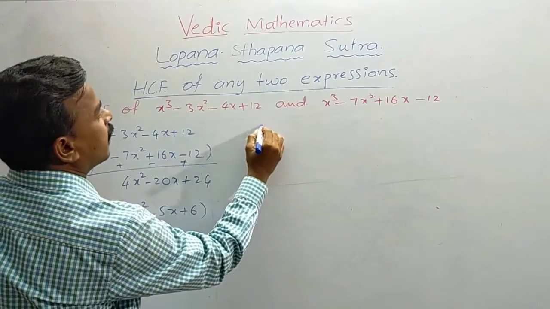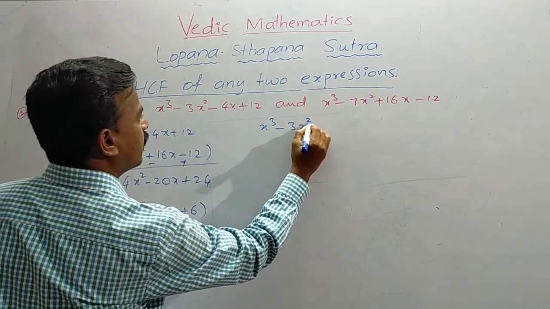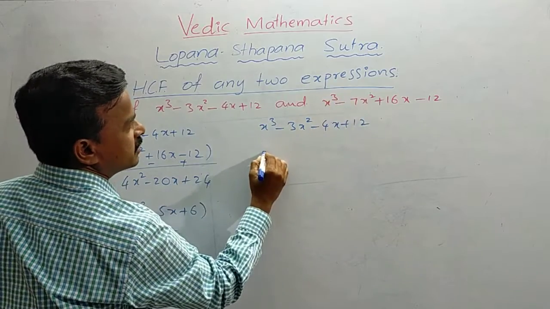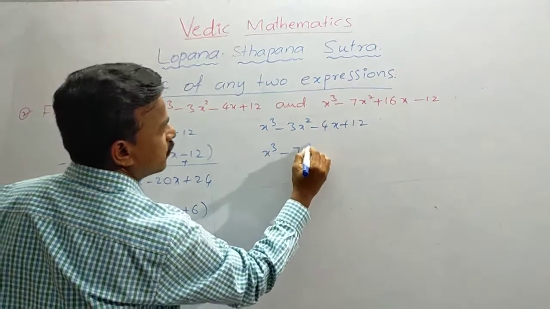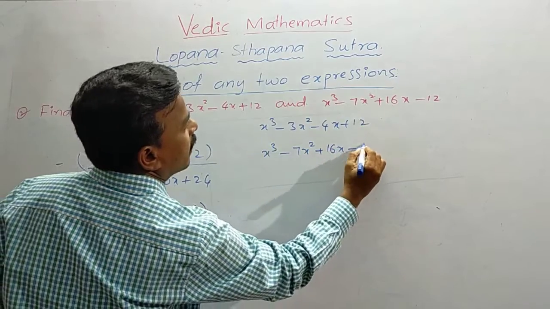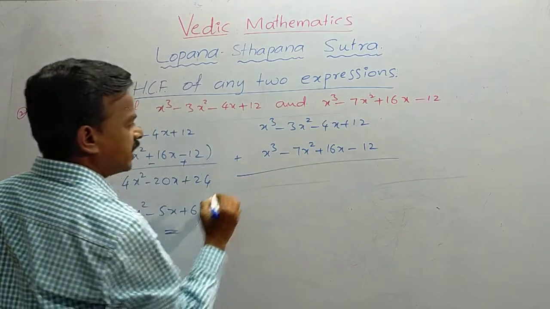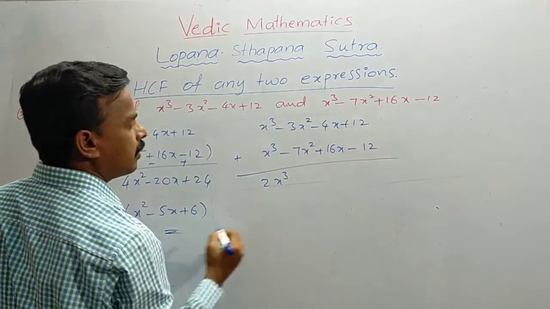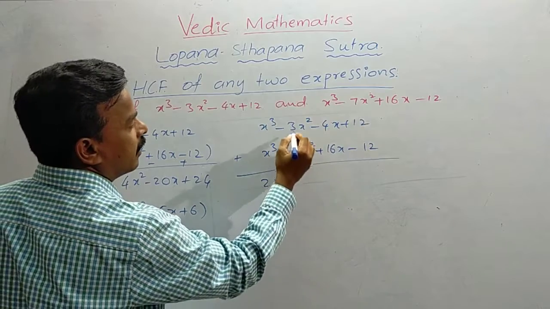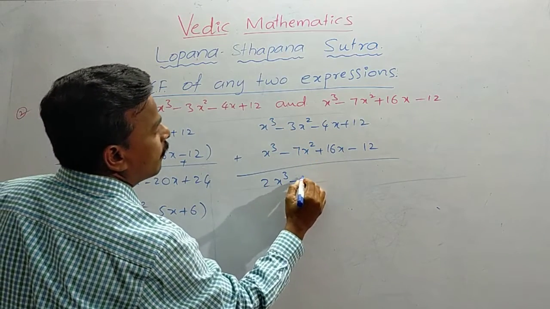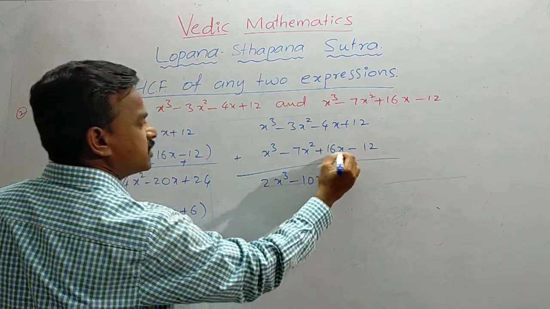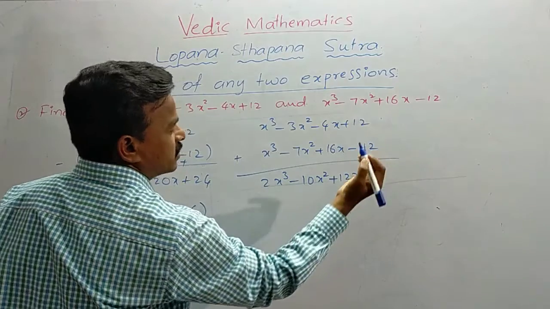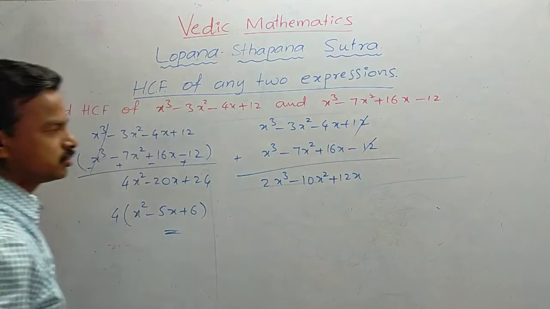Next addition, x cube minus 3x square minus 4x plus 12, and the second expression is x cube minus 7x square plus 16x minus 12. Okay, this is addition now. x cube plus x cube is 2x cube, and next both are minus, so minus 10x square, and 16x minus 4x is 12x. Plus 12 minus 12 is 0, no need to write these 2.